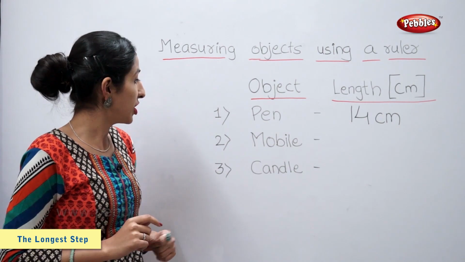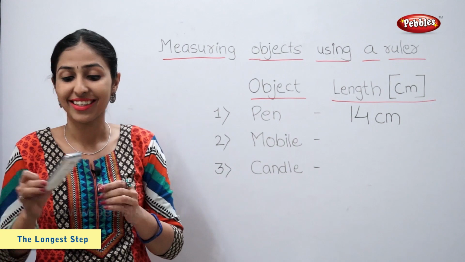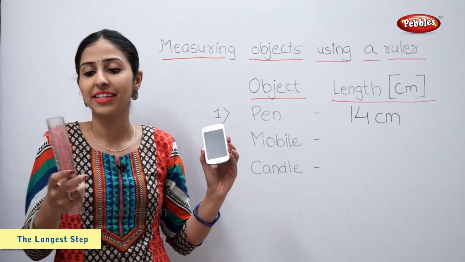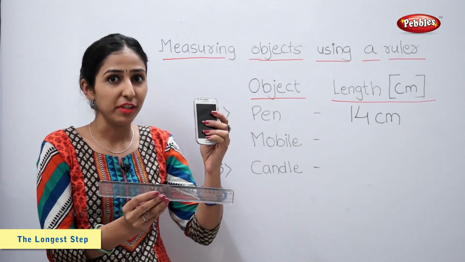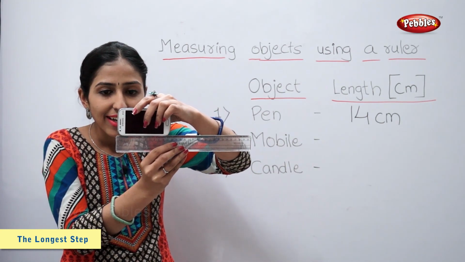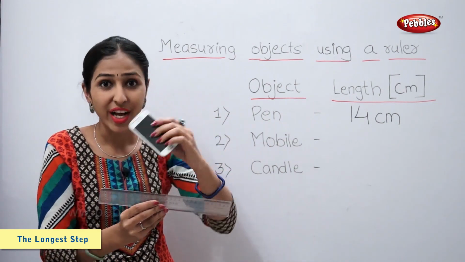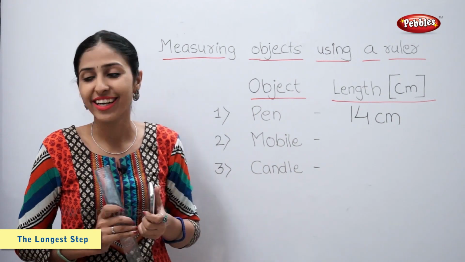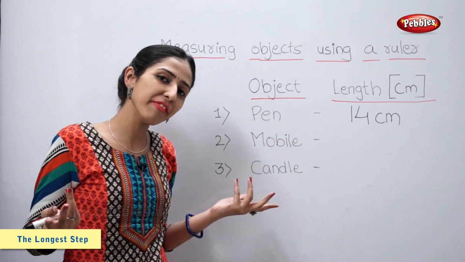Now, let's measure the length of mobile. Let's keep one end of this mobile at the 0 mark and read the other end: 11. So, length of this mobile phone is 11 centimeter. So, let's write 11.